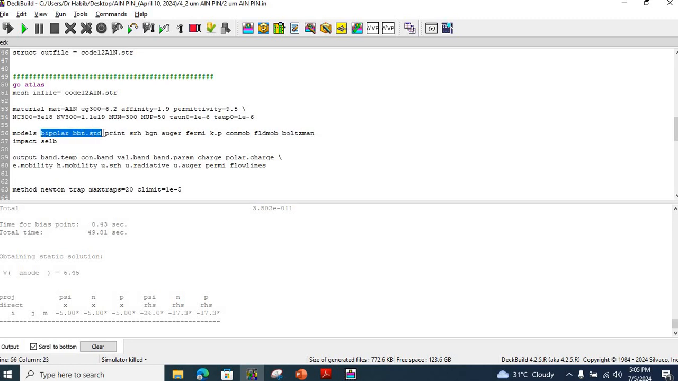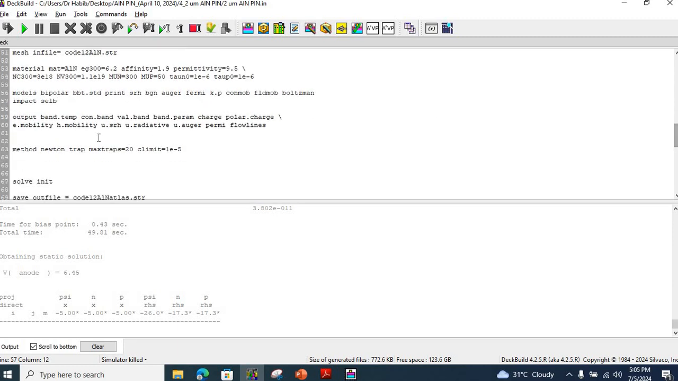Bipolar band-to-band tunneling. This model is really crucial for reverse breakdown simulation of the structure. Similarly, this model, which represents Silvaco impact ionization, is really crucial for reverse breakdown simulation of the structure. Then I want to look at certain output parameters: energy levels, current flow lines, etc.